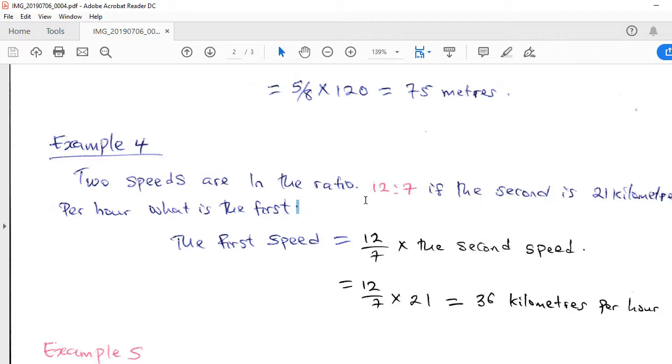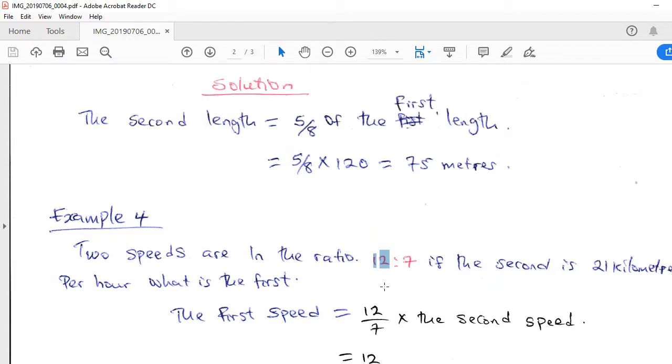Now we're looking for the first, and we know the second. So what we do is 12/7 multiplied by the second, which is 21 kilometers. Note, 12/7 multiplied by 21 kilometers. So we'll be getting 36 kilometers.